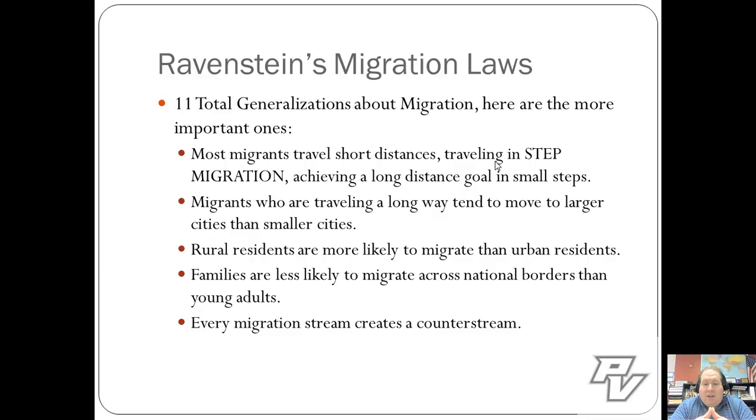Rural residents are going to be more likely to migrate than urban residents. You'll start to see that movement, rural to urban, especially in stage 2 countries. Families are less likely to migrate across the national border than a young adult.